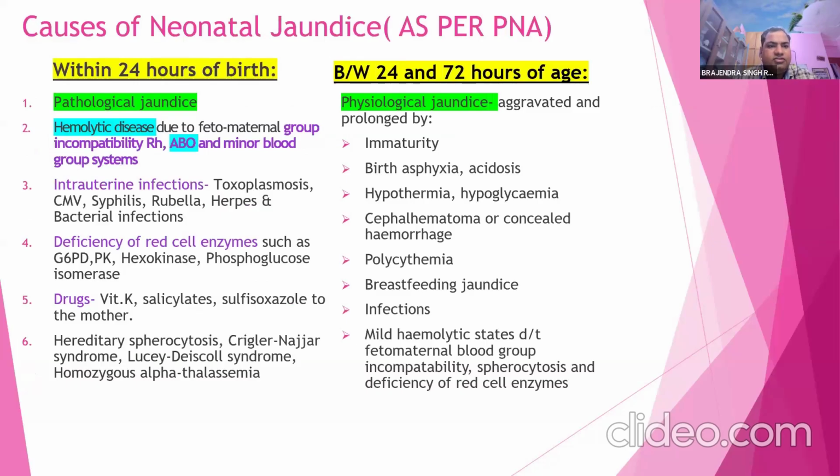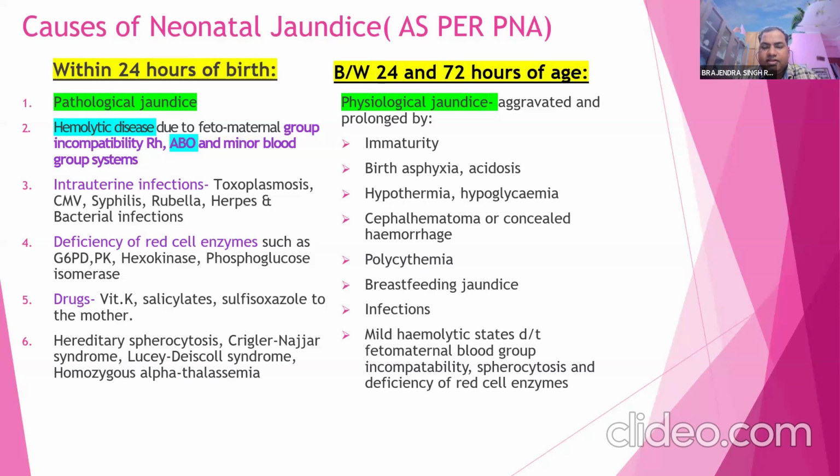So this table shows causes as per postnatal age. The first table shows causes of jaundice within 24 hours of birth. If within 24 hours of birth, then always pathological jaundice. These causes are mentioned: hemolytic disease, intrauterine infection, deficiency of red cell enzyme, some drugs, and hereditary spherocytosis. The second one shows between 24 to 72 hours of age.